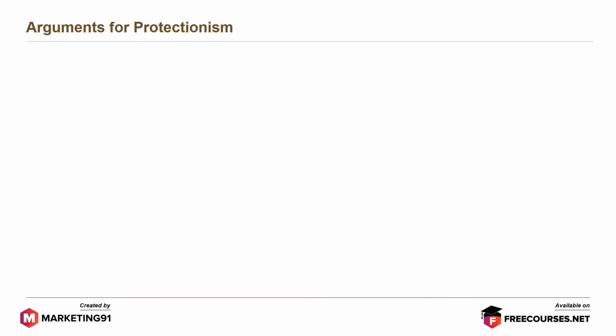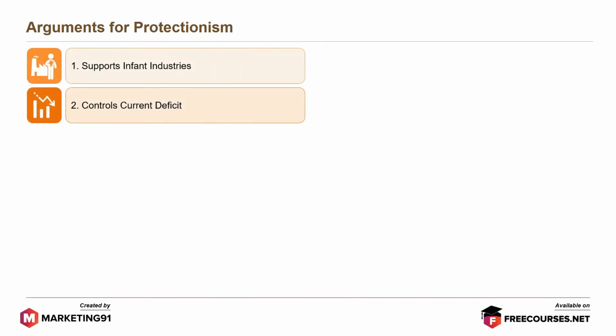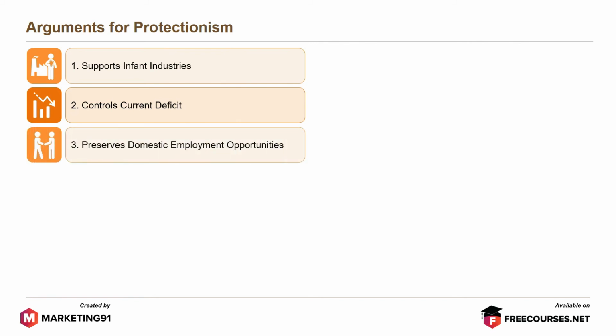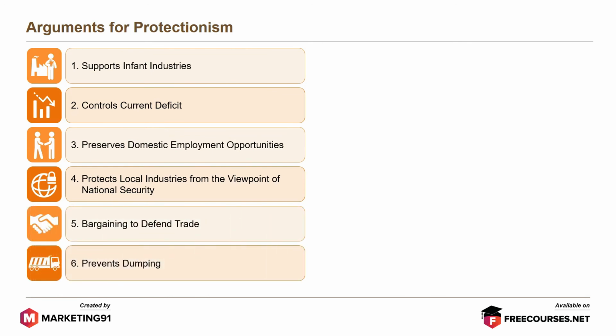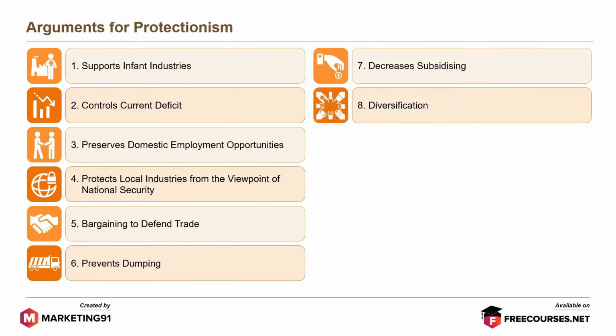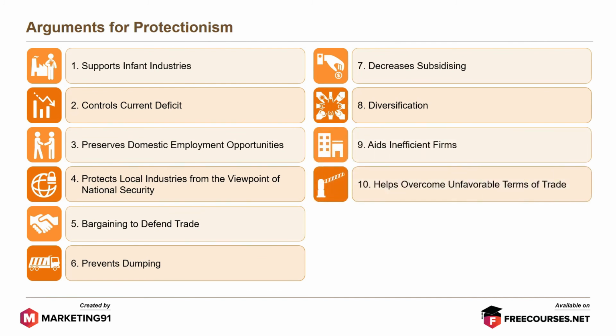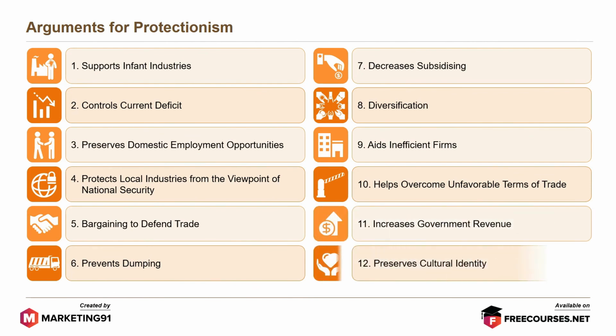Arguments for protectionism are: supports infant industries, controls current account deficit, preserves domestic employment opportunities, protects local industries from the viewpoint of national security, bargaining to defend trade, prevents dumping, decreases subsidizing, diversification, aids inefficient firms, helps overcome unfavorable terms of trade, increases government revenue, and preserves cultural identity.